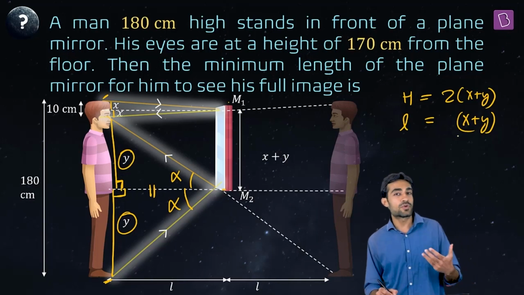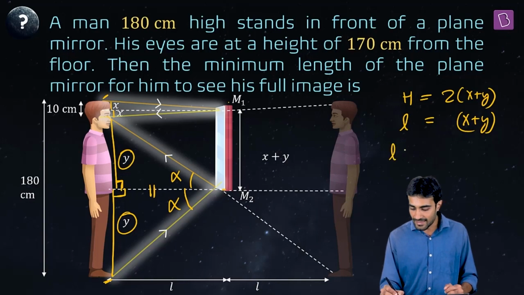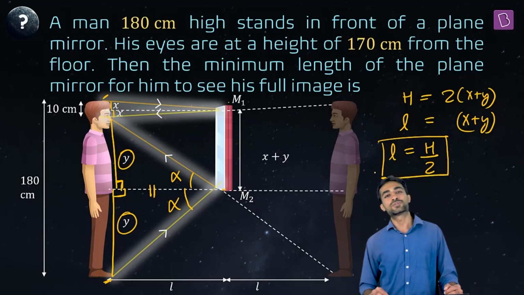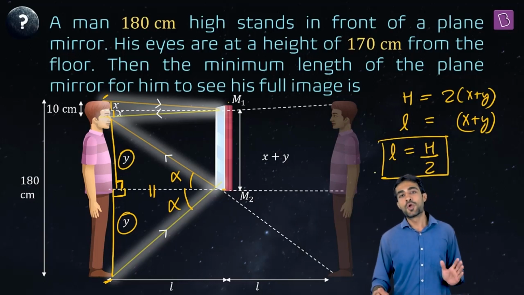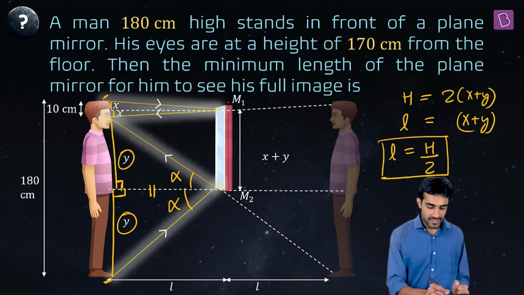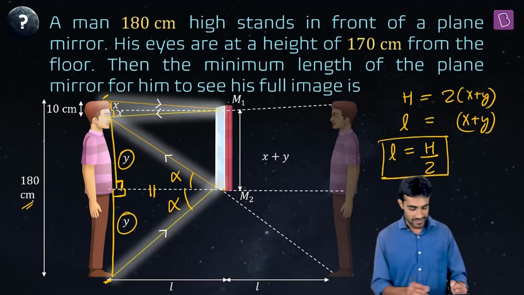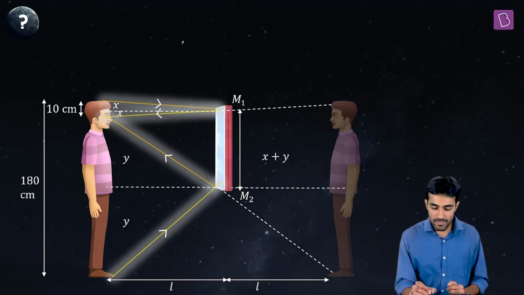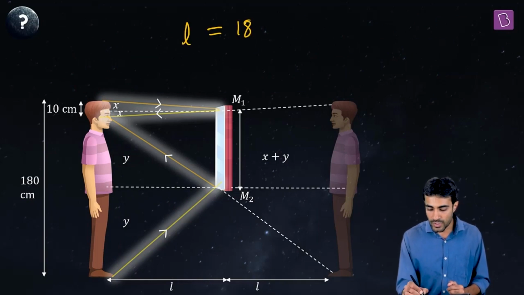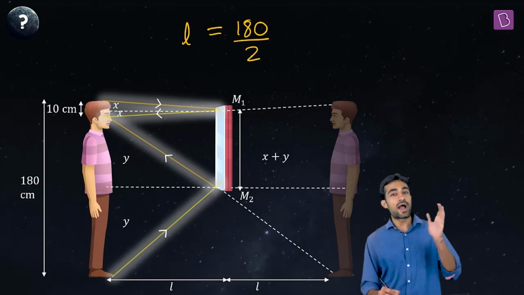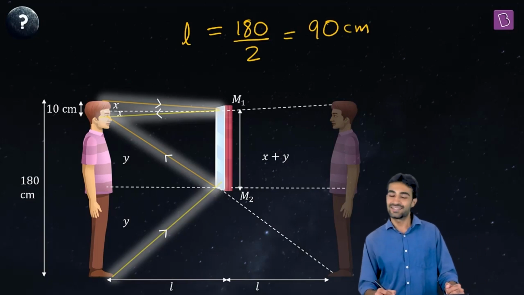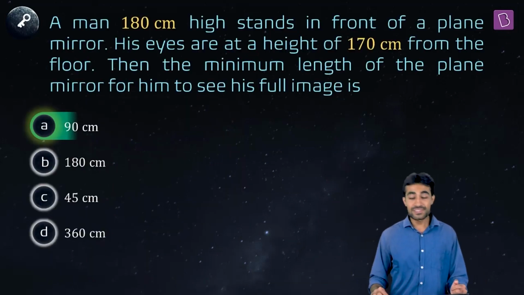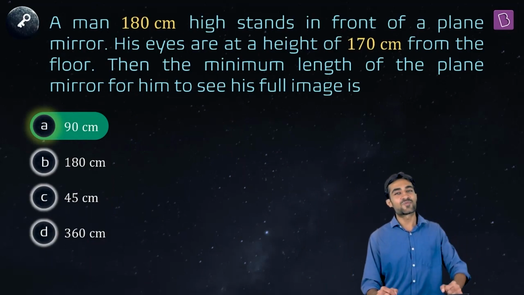Now, if we divide these two equations, you can see that L will come out to be capital H by 2 and x plus y will get cancelled out. So minimum length of the mirror required is total height of the person divided by 2. What was the total height of the person? Well, it is given to be 180 centimeter. So the minimum length of the mirror required is equal to 180 divided by 2, and we can see this is 90 centimeter. Can you see that? Yes. Now let's see the options, and option A is the right answer for this question.